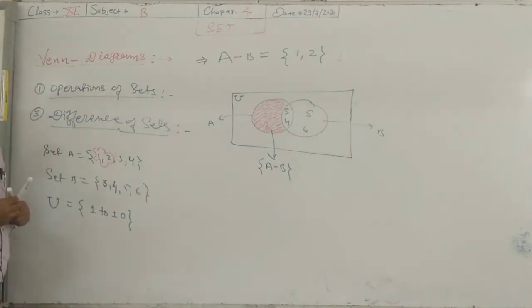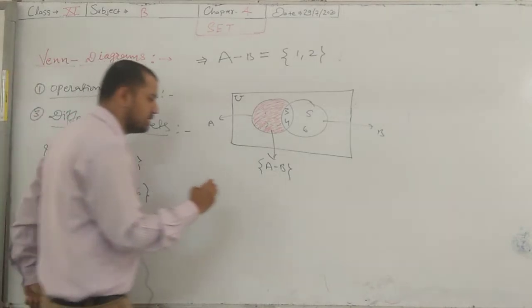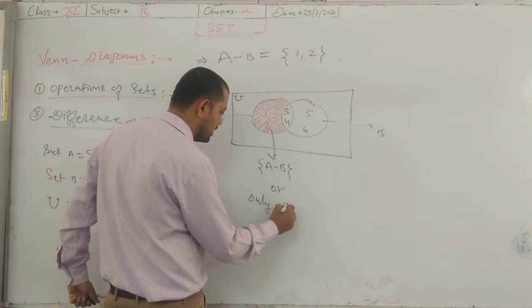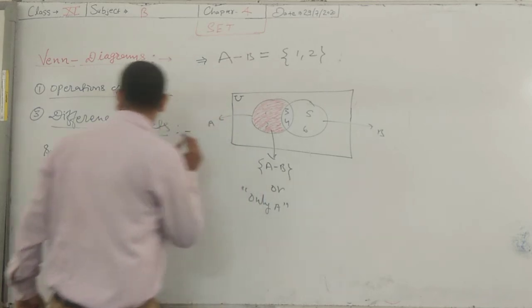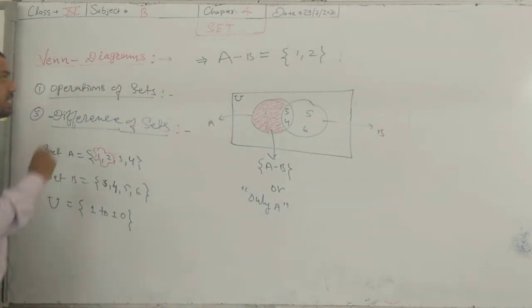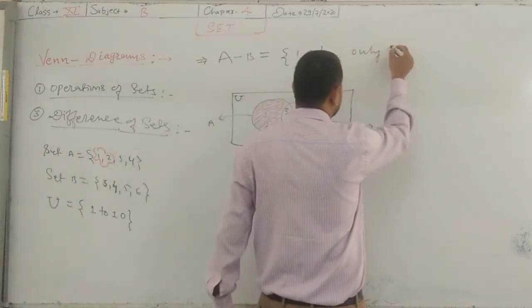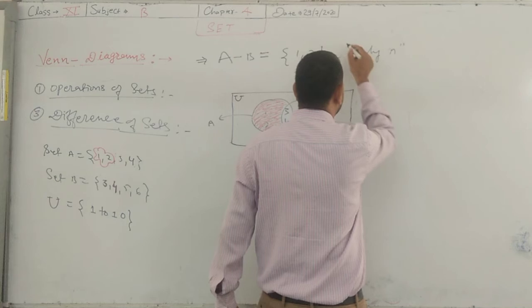1 and 2 is A minus B, or another name for it is only A. The difference of sets A minus B is also known as only A. Only A is also A minus B.